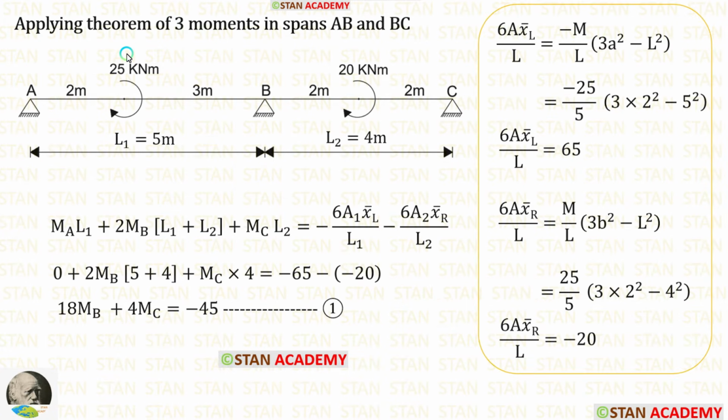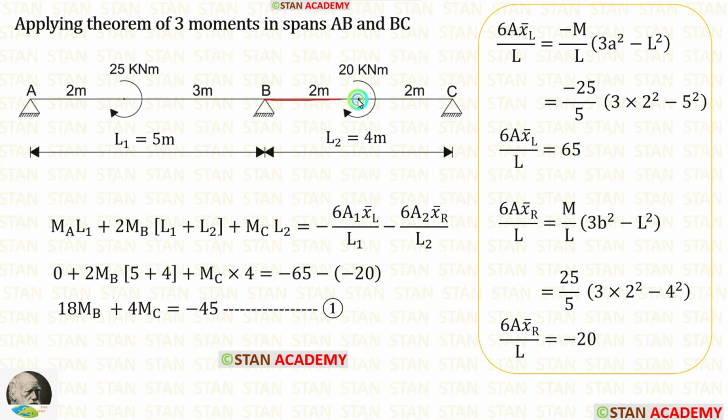Using the formula, let us make the first equation. In the span AB, there is a concentrated moment. Here we have to calculate 6A x bar left upon L. The formula is minus M upon L into 3A square minus L square. Let us apply the values inside the formula. M is 25, A is 2, B is 3, L is 5. After applying the values inside the formula, we are getting 65.